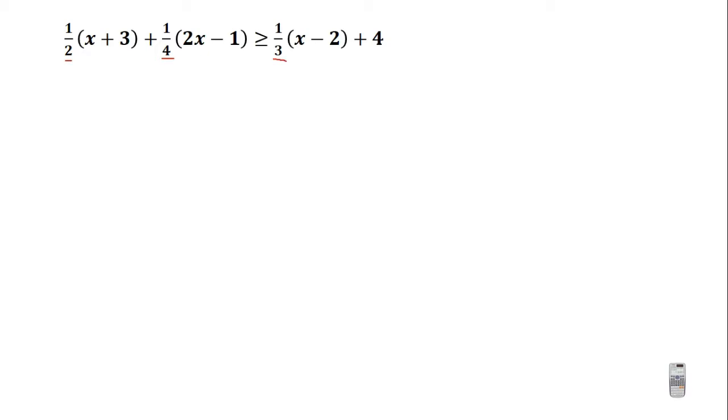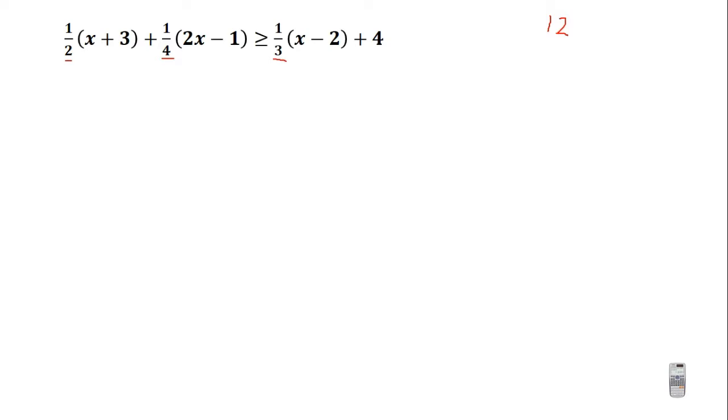Now there are no mixed numbers or mixed fractions, so there's no need converting anything here. After you've identified the fractions, you find the LCM of the denominators. If you find the LCM of 2, 4, and 3, you are going to get 12. I've explained how to find LCM in the videos on sets. If you watch that video, you will know how to find the LCM of a set of numbers. So here, the LCM of 2, 4, and 3 is 12.